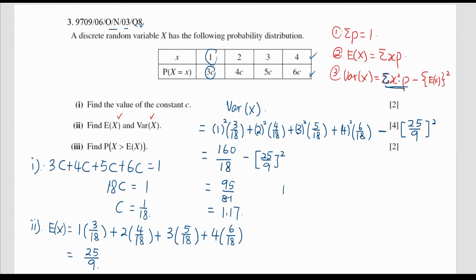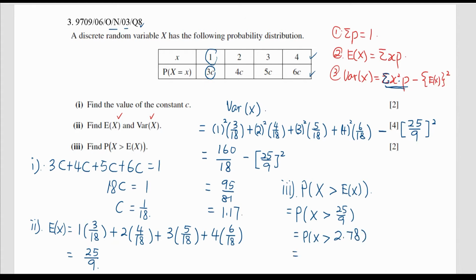Okay, now we are going to answer part 3. Finding the probability that x is greater than E of x. So what does it mean? Isn't it we have found the E of x value? X is greater than the E of x, which is 25/9. And what is 25/9? We press the calculator, 25 divided by 9. In decimal it will be 2.78, rounded off to 3 significant figures.